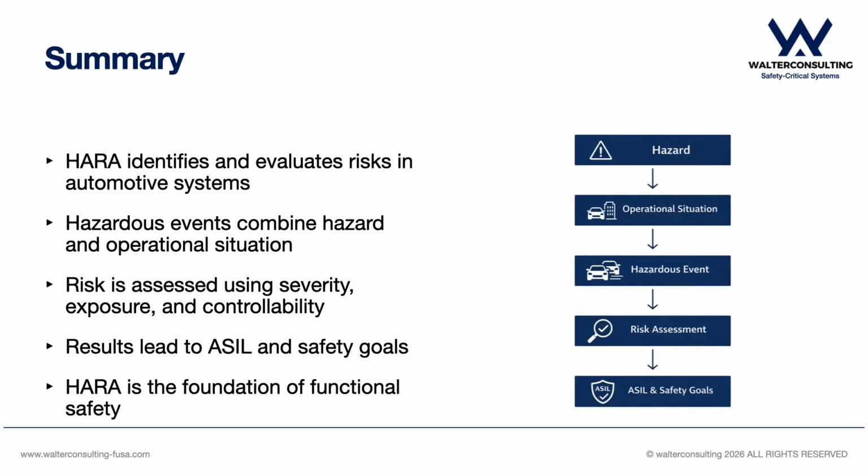Let's summarize the key points. HARA is used to identify and evaluate risks in automotive systems. It starts by identifying hazards and defining operational situations. By combining both, engineers define hazardous events. These events are then evaluated using severity, exposure, and controllability. The results of this analysis lead to ASIL determination and the definition of safety goals. And this is why HARA is such a fundamental part of functional safety.